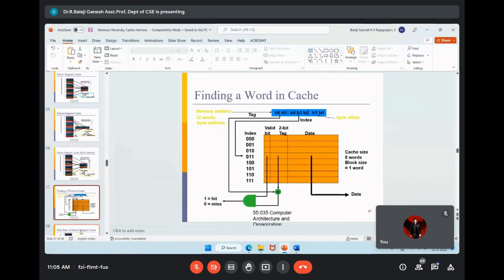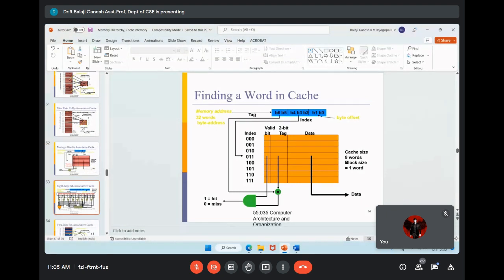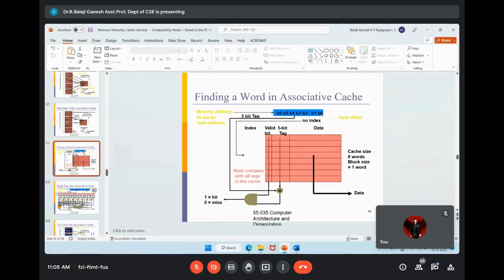Again, there are a few examples for you to better understand. So how can you find a particular word in a set associative cache?